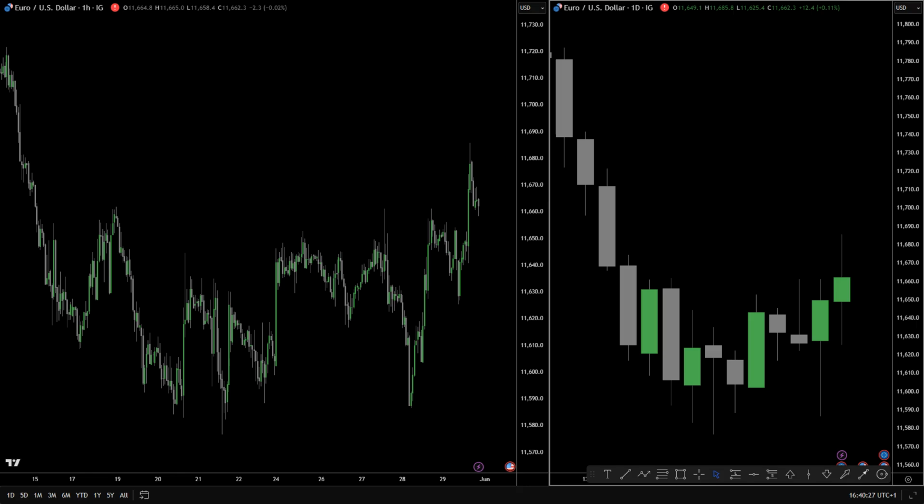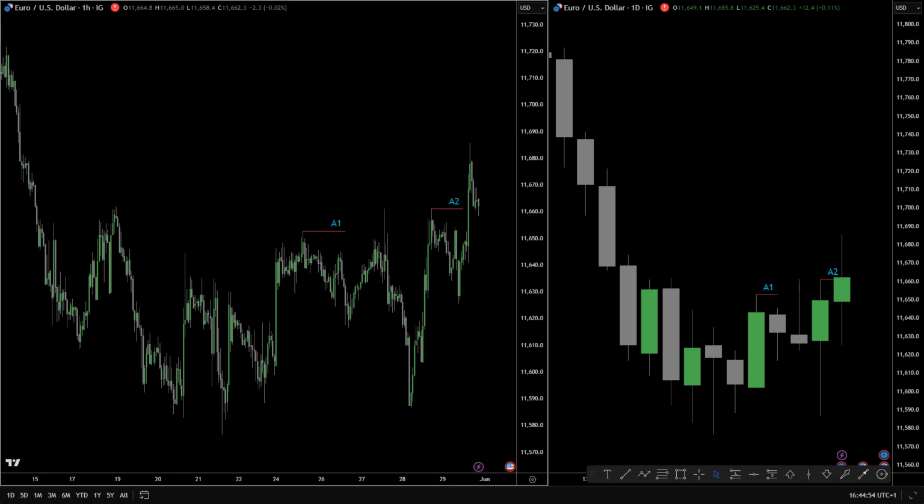This is the Euro to US dollar chart on the 1 hour and daily time frames. I want to study two examples of price action. Take a look at these two swing highs, A1 and A2, on the 1 hour chart. With the benefit of hindsight, we can see that both swings reached their short-term downside targets before beginning a retracement.